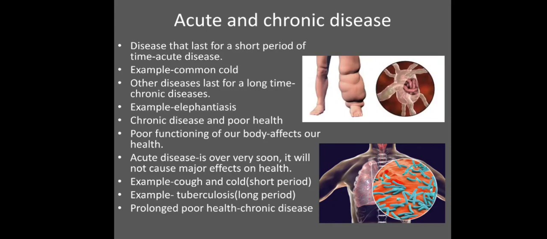Now we'll see the difference between acute and chronic disease. We can say that an acute disease is over very soon, for a short period of time, and it will not give time to cause major effects on general health. That means it will not be a long-lasting disease, and it's not going to affect our health much. While a chronic disease will do the opposite of what an acute disease does. That is, it will be in our body for a longer period of time, and it is going to affect our health also.